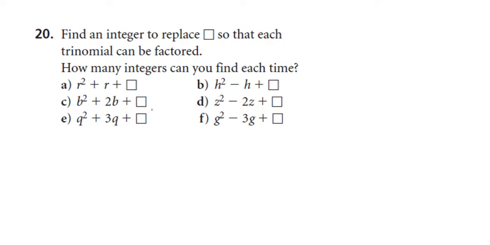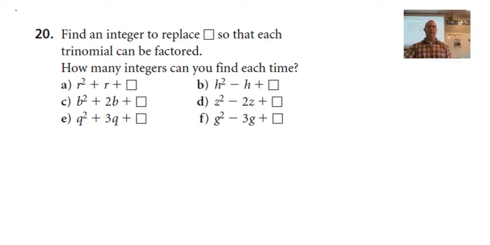All right, so here's number 20. What is it, 3.5? Okay. So number 20, it says find an integer to replace the blank so that each trinomial can be factored. This is a higher level comprehension question. If you understand what you're doing, you'll be able to do this. So remember, this is what you have to remember.